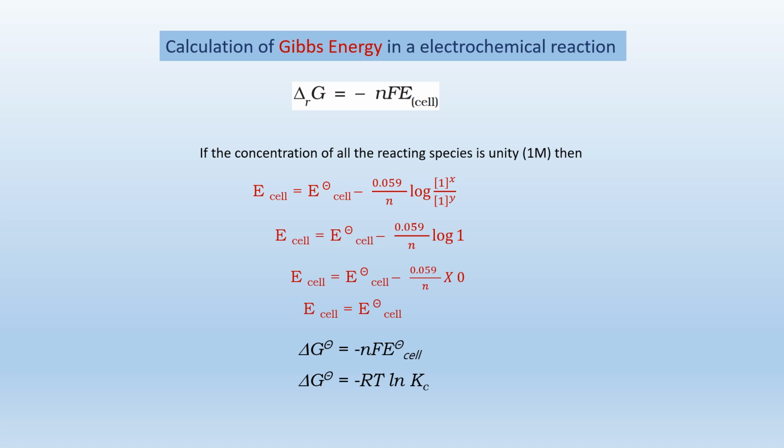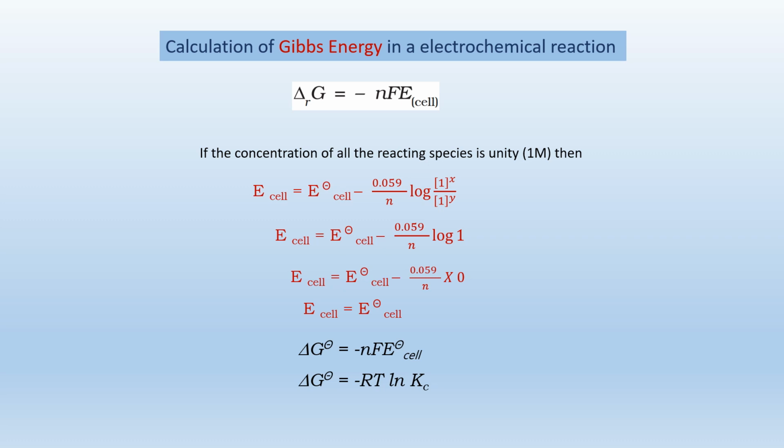So for a reaction, if you maintained both the electrolyte concentrations at 1 molar, then 1 divided by 1 raised to its stoichiometric proportion will be 1. Then the log value is 1. Log of 1 is 0. 0 into anything is 0. Then the cell potential will be equal to the standard cell potential.